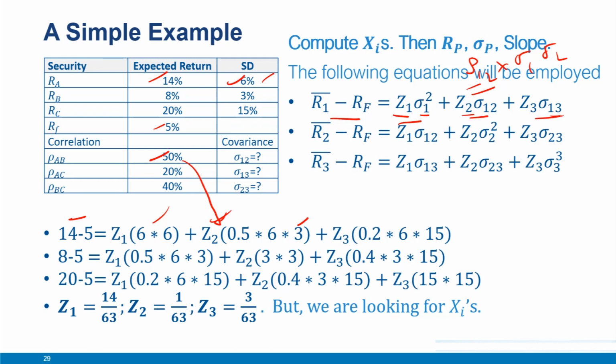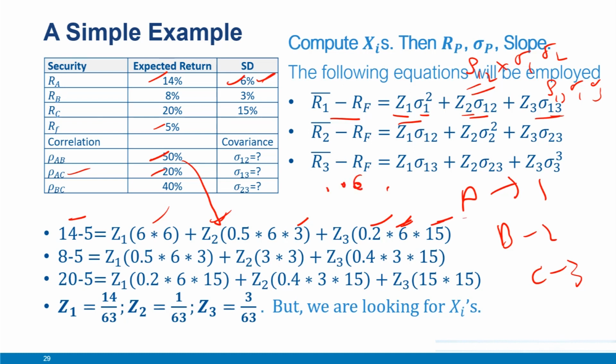Similarly, for Z3 we have sigma 1 3. So we'll use rho 1 3 into sigma 1 into sigma 3. Here rho AC is given as 20%, so we'll use 0.2. I'm just substituting A; you can think of A as 1, B as 2 and C as 3. So sigma 1 or sigma A here is given as 6%, so we'll use 6, and C as 15. Just recall, while doing the mathematical computations, either you stick with the absolute values like 6, 15 and so on, or you use 0.06, 0.15. Whatever value you choose, you stick to that and ultimately you'll end up with the right result.